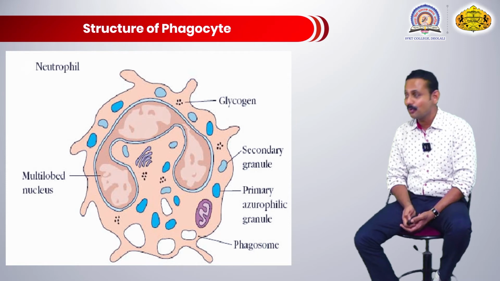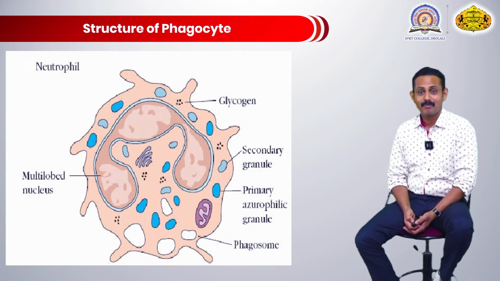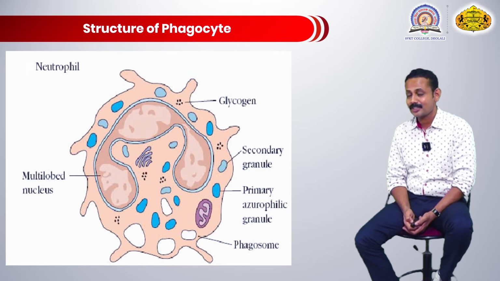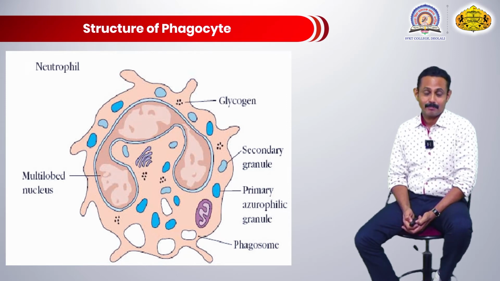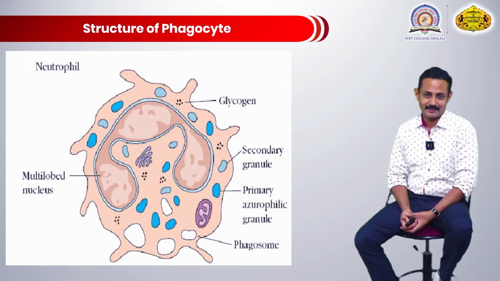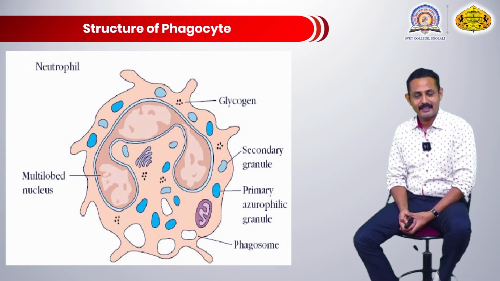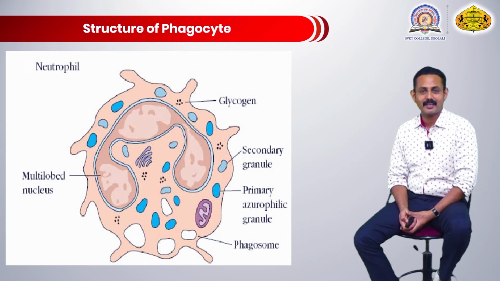which is the blue colored, that is the granules. These granules are actually involved in the internal destruction of that antigen, because these granules contain different types of hydrolytic enzymes and cytotoxic substances. And these granules are commonly called primary azurophilic granules and secondary granules. Primary stain very dark in color, and secondary are stained faint in color accordingly here.